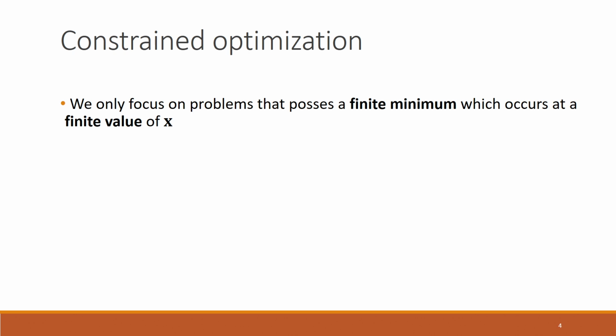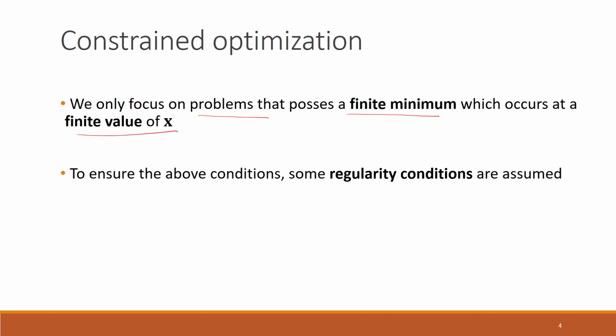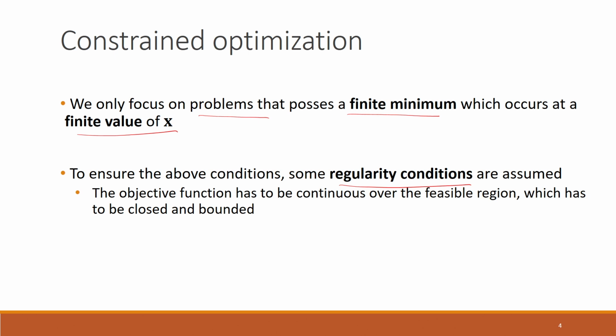Before we look at the important concepts here, we will mention that we only focus on problems that possess a finite minimum which occurs at a finite value of x. Now, to ensure that we are always focusing on such problems, where the minimum value is finite and it occurs at a finite value of x, some regularity conditions will be assumed. What are those? First is that the objective function has to be continuous over the feasible region, and the feasible region has to be closed and bounded.